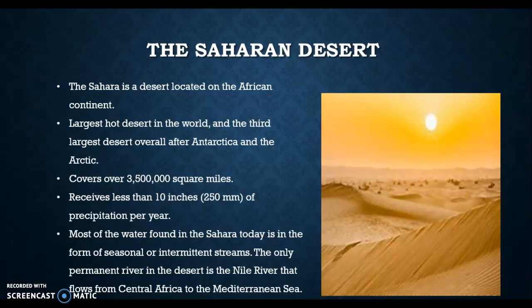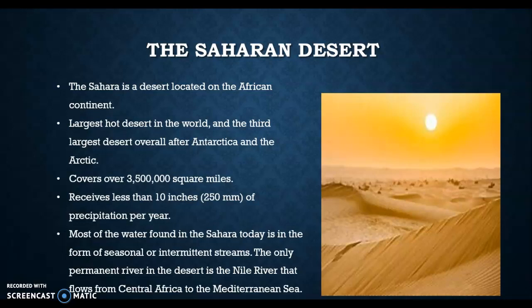Some things about the Saharan Desert. It is located on the African continent. It is the largest hot desert in the world and the third largest desert overall after Antarctica and the Arctic. It covers 3,500,000 square miles, and it gets less than 10 inches of rain every year.